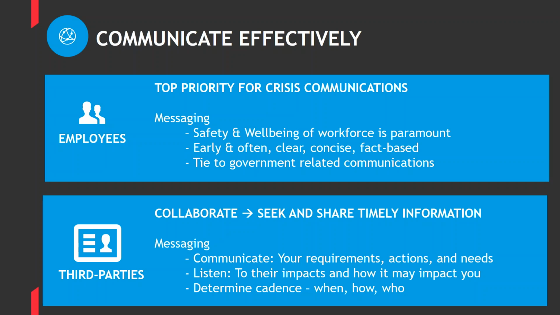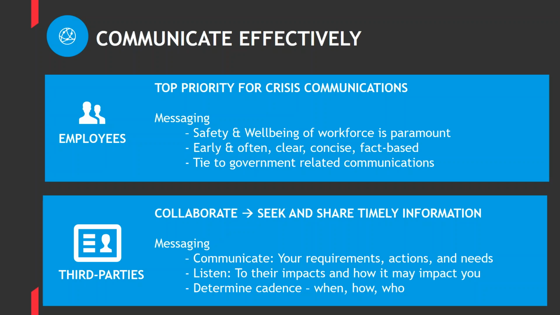It's also important to focus on communicating with third parties. When you're dealing with your supply chain, make sure that you're seeking timely information as best as you can and you're sharing timely information as best as you can. You want to communicate your requirements, your actions, your needs, but you also need to listen to theirs. You need to understand how their business may be impacted because of COVID-19, and as a result, how is that going to now impact your business? And one thing we always recommend is to determine a level of cadence with your third parties.